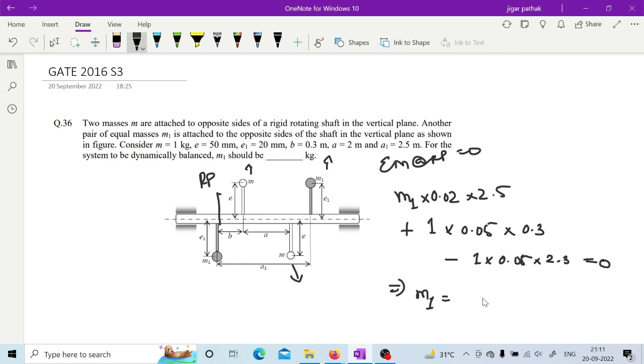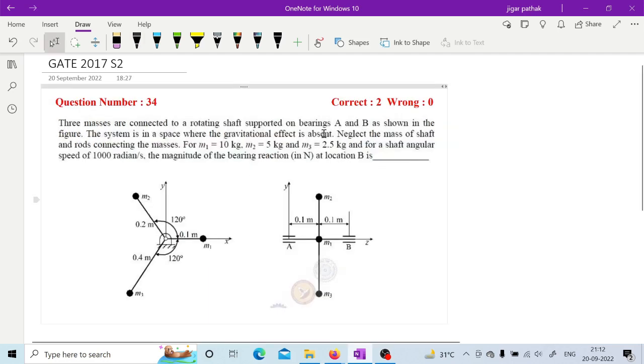So here the three masses are connected and a rotating shaft is supported on bearings A and B as shown in the figure. The system is in a space where the gravitational effect is absent. Now neglect the mass of the shaft and loads, and M1, M2, M3 are given, right? And angular speed is given. The magnitude of the bearing reaction at location B is. So you need to find this bearing reaction at B. Here M1, M2, M3 are on the same plane, as you can see here. So can you try this question?